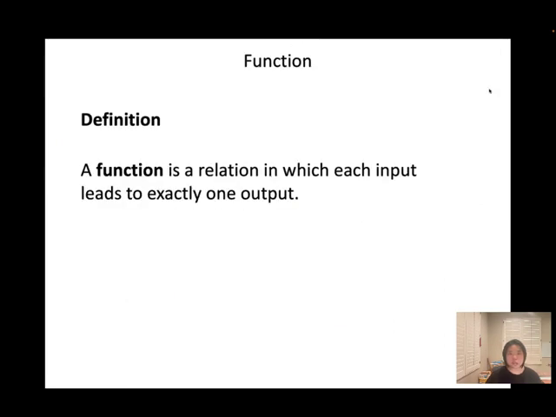Definition. A function is a relation in which each input leads to exactly one output. Highlight this, exactly one output. One more time. Each input leads to exactly one output. We call this a function.